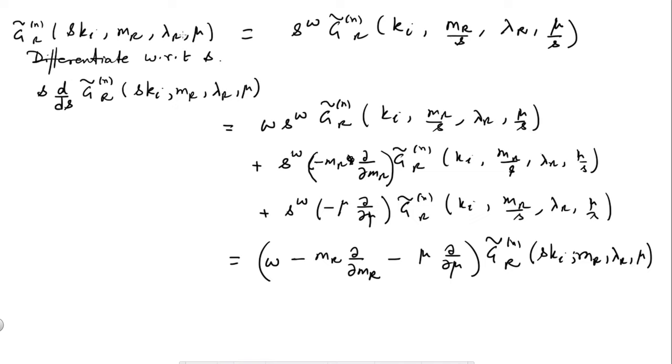Let me tell you why. See here, G tilde n with this scaled up k, but all these other parameters without scaling, is related to this one by s to the omega, related to this g tilde with this overall factor multiplying. So here you see you have s to the omega multiplying exactly this quantity. In here also s to the omega multiplying exactly this quantity. And similarly here. So you get this factor in each of the terms, and that is what I have collected into the left hand side. So that's why you have G n, s k i, m r, lambda r and mu, and not m r over s and mu over s. It's just that I have used this relation here again. Okay, so this is what we get.